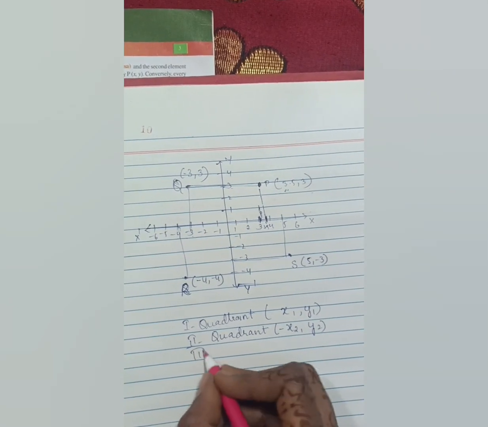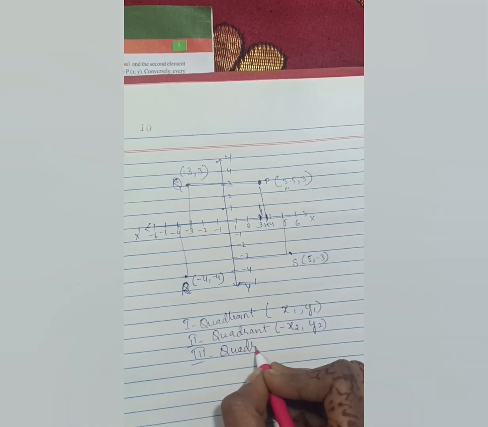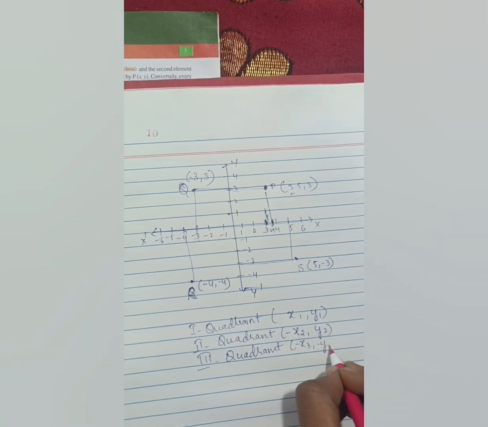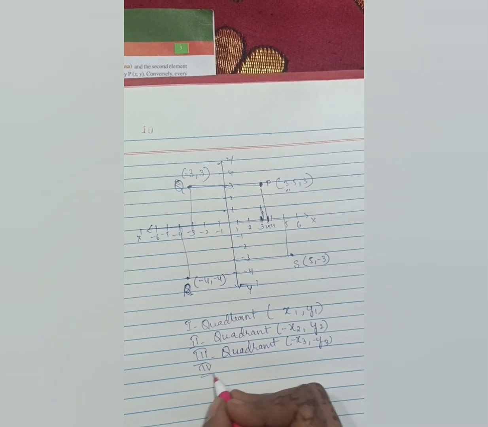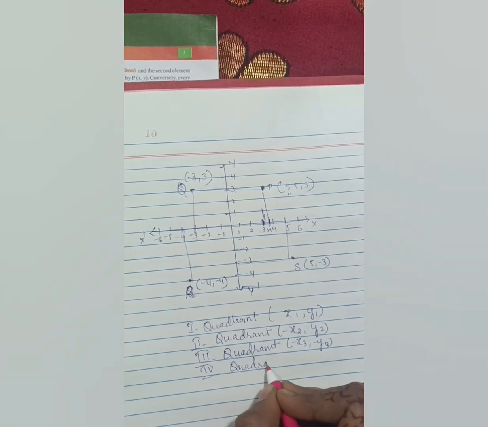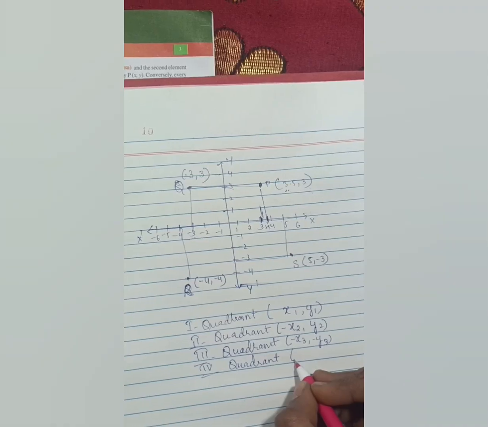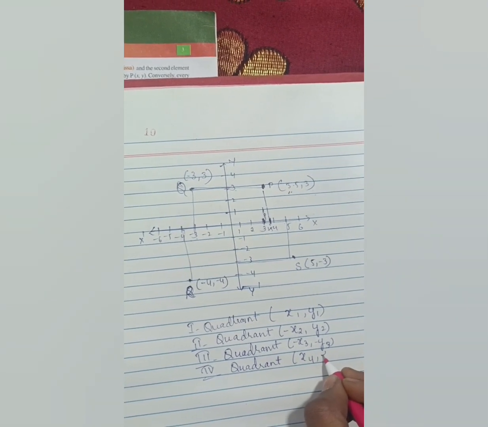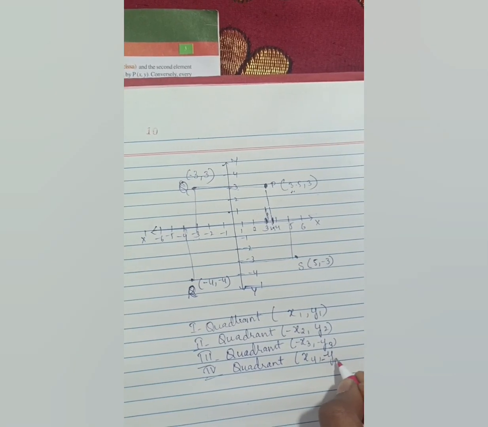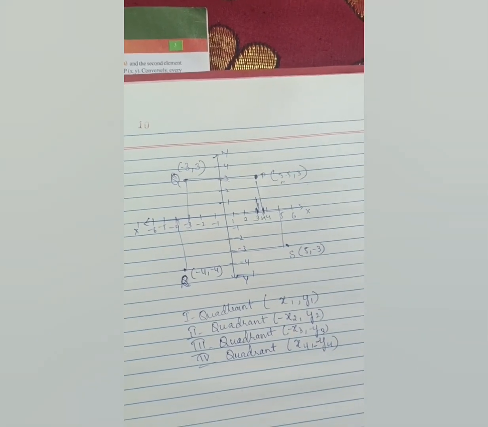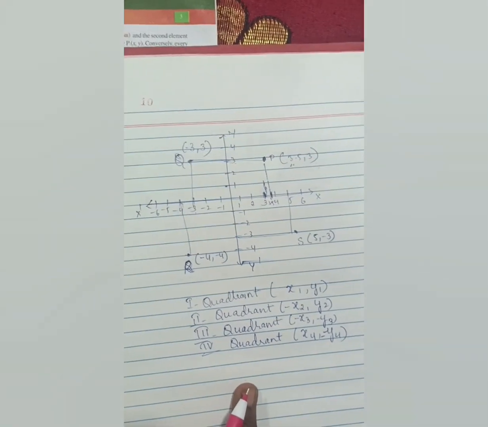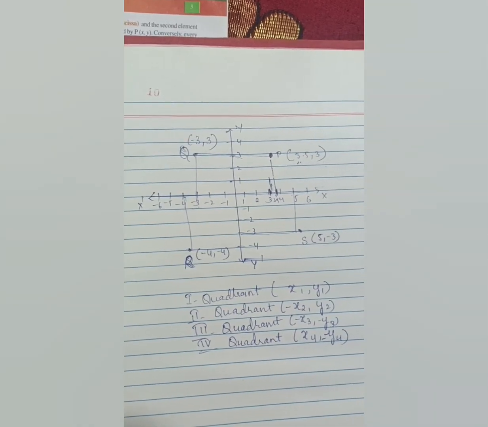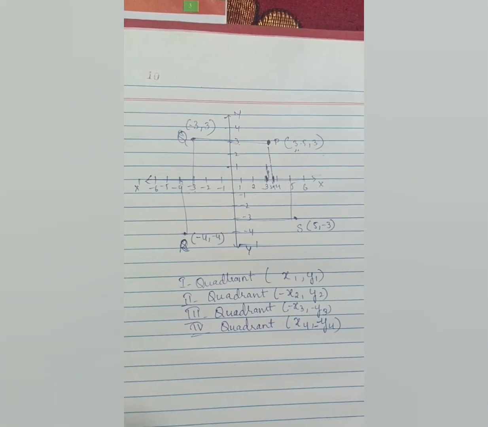In the third quadrant, both x and y are negative, right? And in the fourth quadrant, if you could observe, the y value is negative and the x value is positive. Y value is negative and the x value is positive. So this is how the four quadrants represent points. With time, you'll be remembering all those things.